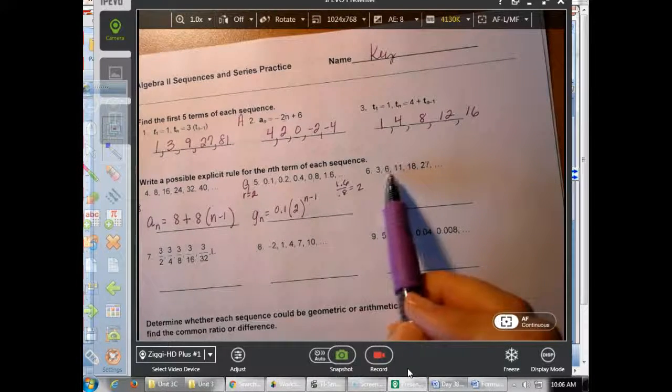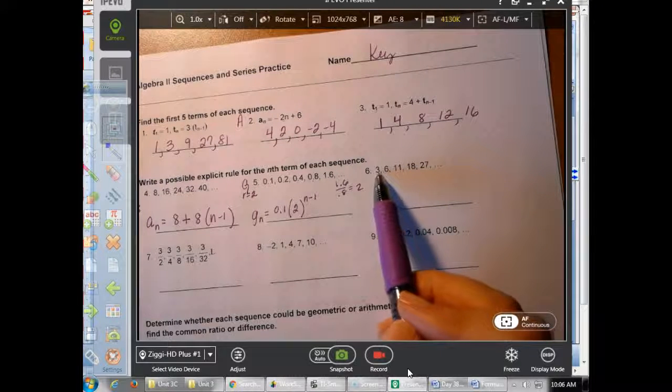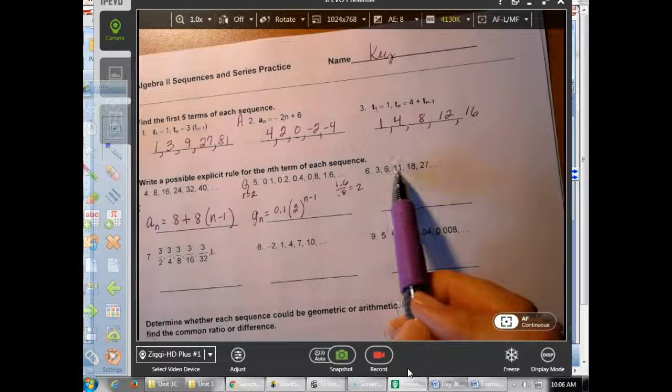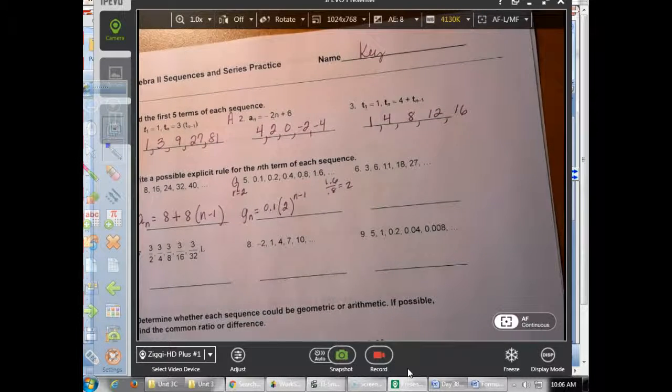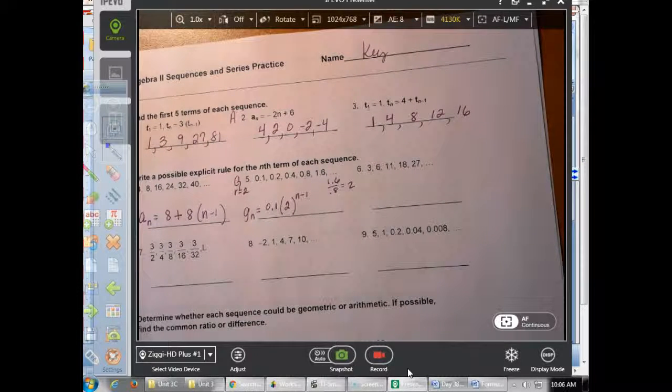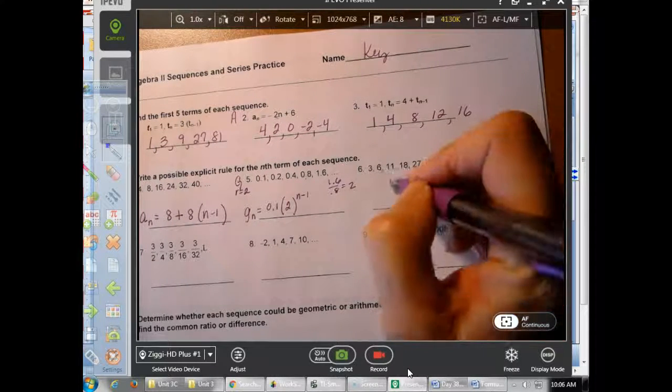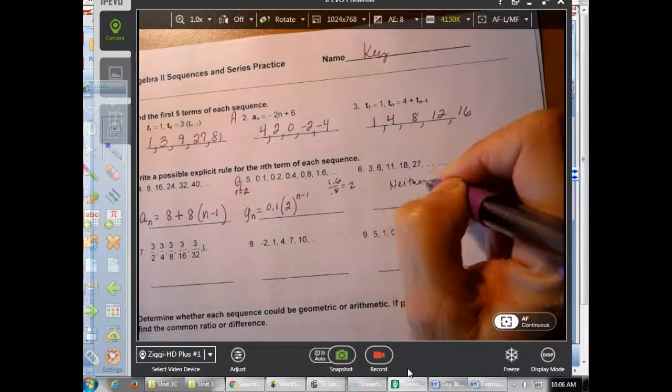So is this arithmetic? No, it's definitely not, because once we're adding 3, the next time we're adding 5. So let's do some division. If I do 27 divided by 18, I get 1.5. If I do 18 divided by 11, I do not get 1.5. So this is neither type. I cannot do this one.